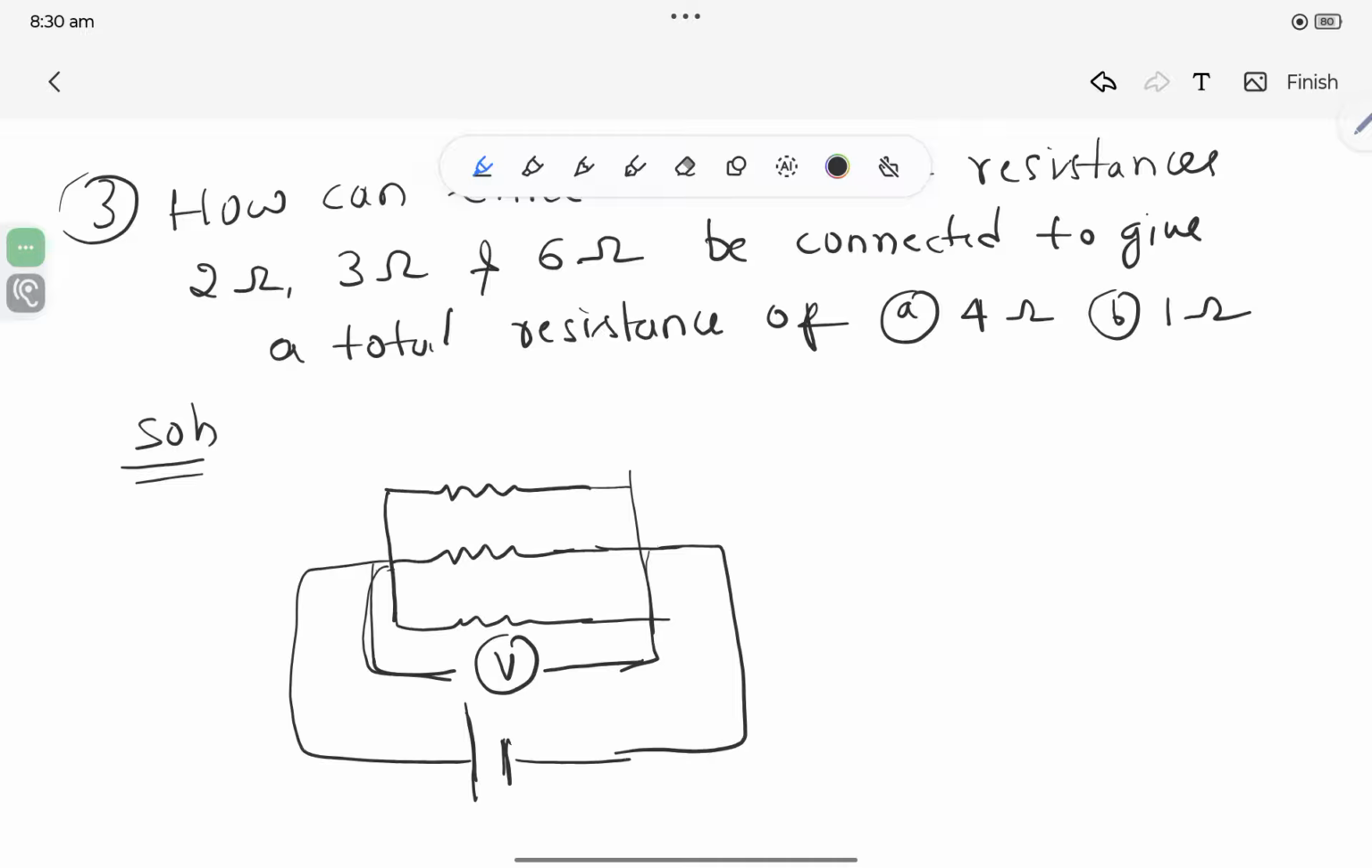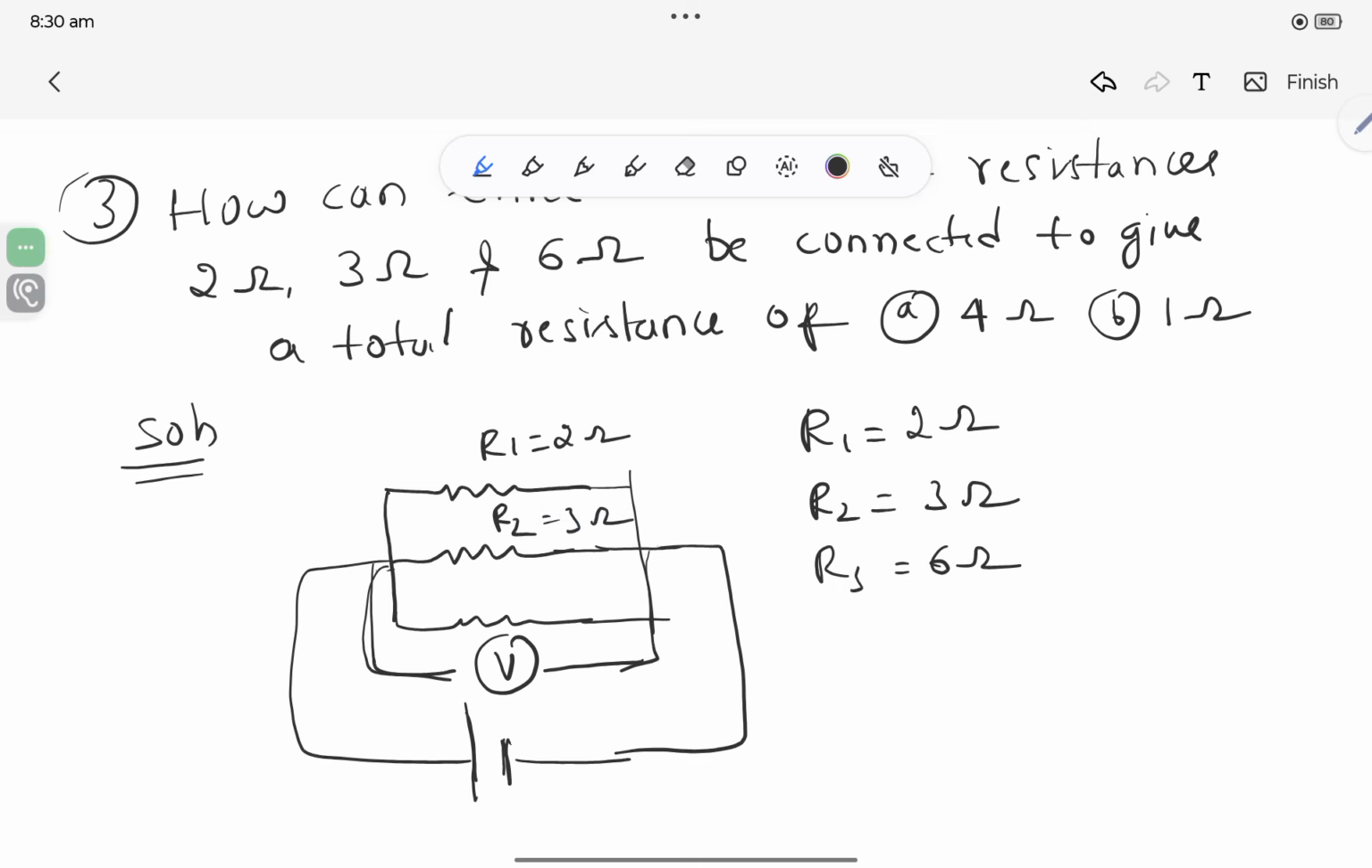Okay, here let us take R1 is equal to 2 ohm, R2 is equal to 3 ohm, R3 is equal to 6 ohm.